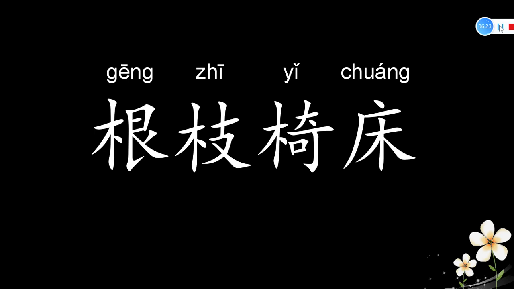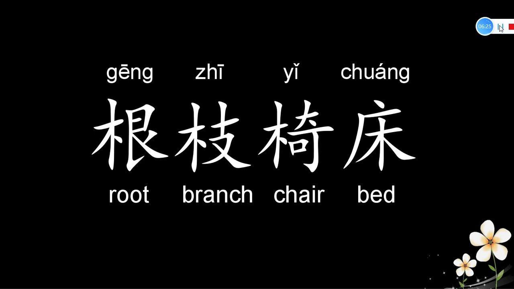The characters for root, 根, branch, 枝, chair, 椅, and bed, 床, all contain the wood, 木 radical, and are all related to trees or wood. So if you see any character with the wood radical 木, you can be sure it is related to trees or wood. This is a very important law in the formation and literacy of Chinese characters. If you know enough radicals, you will be able to understand and memorize Chinese characters more easily.